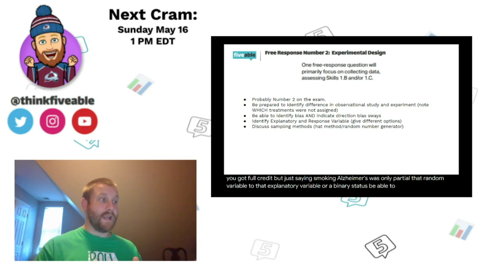Be able to discuss sampling methods. How are you going to create a random sample? The hat method, a random number generator, we talked about those back in Unit 3. Those are important. Make sure you mix up the hat if you do the hat method. Be very clear in your explanations.